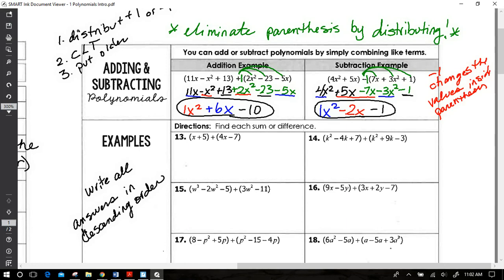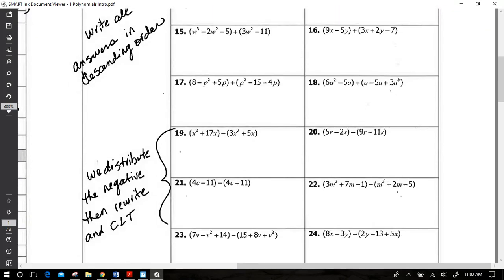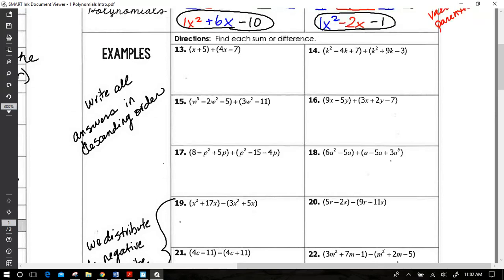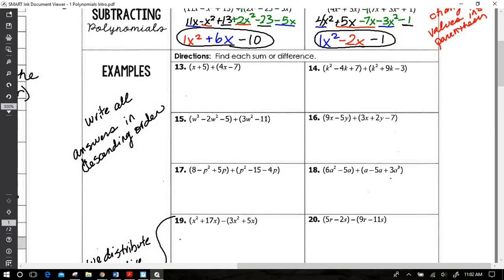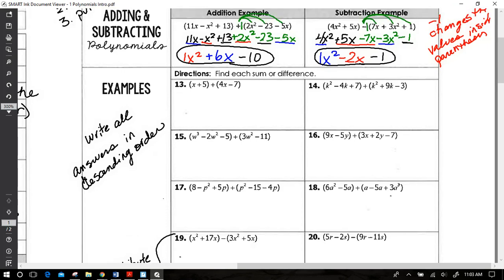All right. So I really do feel like, based on our previous lessons with distributive property, combining like terms, and our little discussion today on putting things in descending order, that you should be able to do these examples pretty easily on your own. So what I want you to do is to pause your video, and I want you to complete practice problems 13 through 18. All right, be sure to put all your answers in the descending order. So 13 through 18.